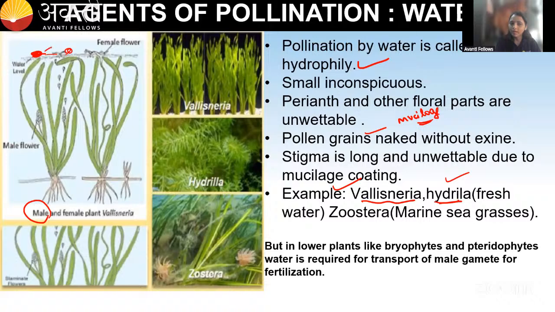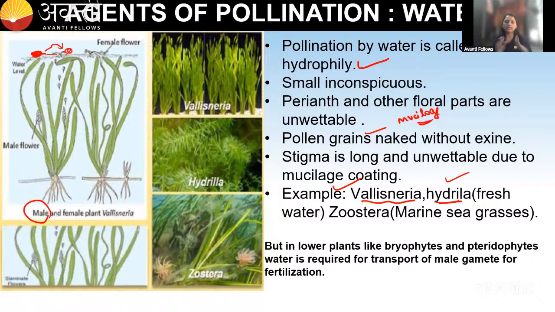Then it is going to burst and release the pollen. Then it is going to attach to the female flower. Then the pollination happens here on the surface of the water. In Vallisneria, the pollination happens on the surface of the water. Okay. Remember that.